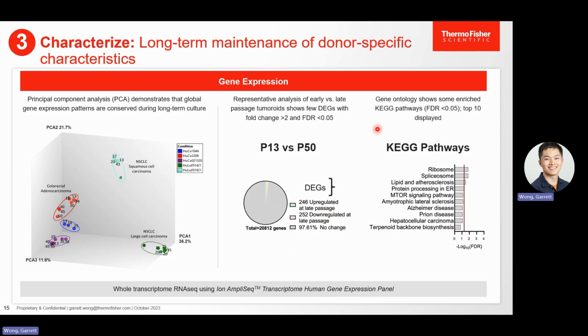Additionally, we looked at the gene ontology mappings, where we looked at the differentially expressed genes across different cell signaling pathways. This red line denotes anything that's statistically significant, and only 3 of the pathways were above that. So we were pretty confident from this data that these tumoroid lines are not significantly changing over multiple passages.